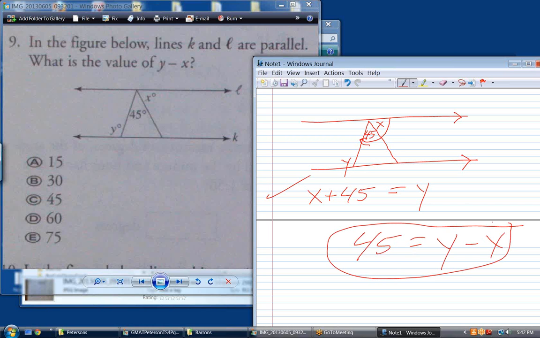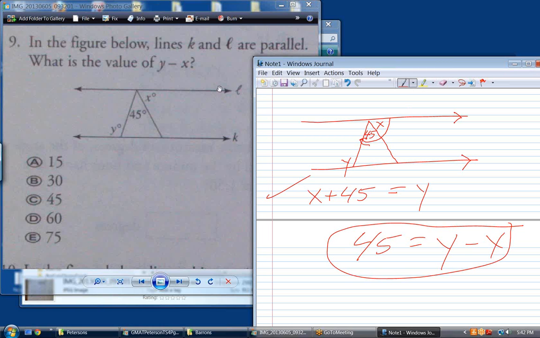So sometimes you don't necessarily need two equations. In other words, when they ask you for something like what is y minus x, we don't actually have to solve for y and x. And in fact, I'm not sure we can solve for y and x. There's multiple values. But y minus x always has to be 45. y could be bigger, x could be bigger, but y minus x is always a fixed quantity.